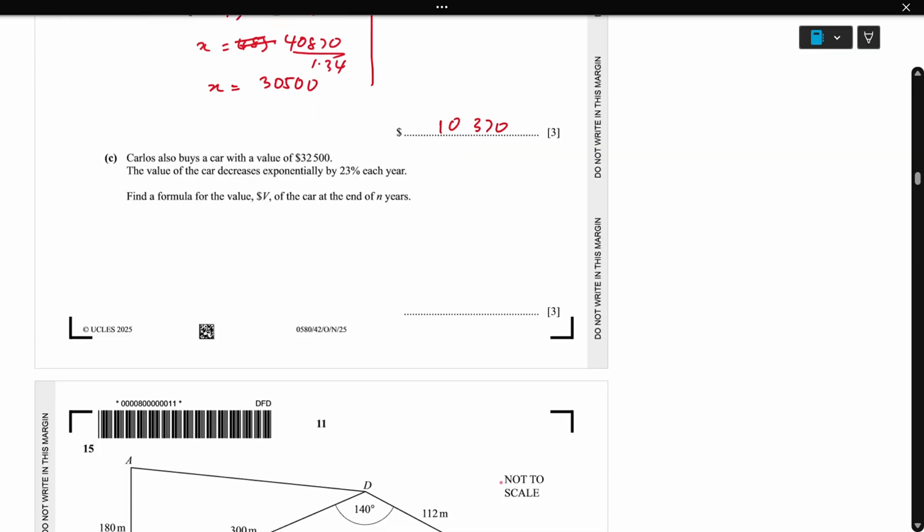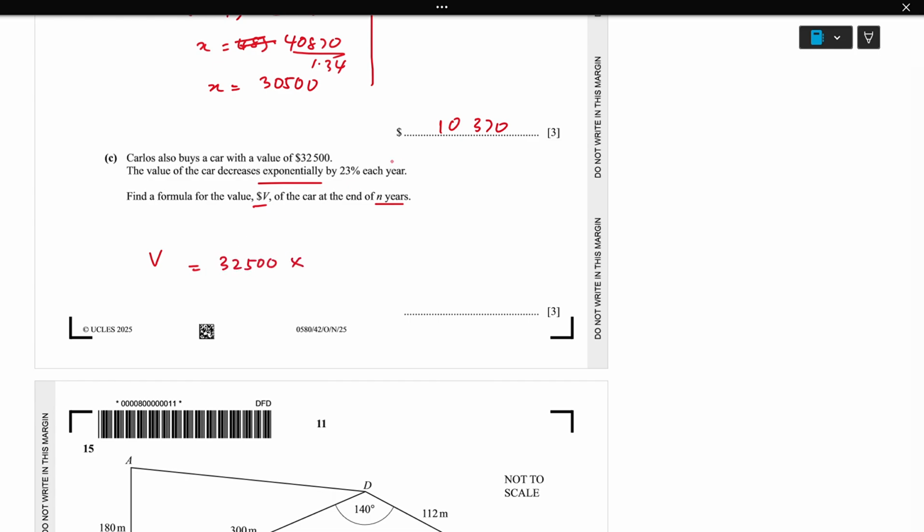Next, question number C. Carlos also buys a car with the value of 32,500. The value of the car decreases exponentially by 23% each year. Find the value V at the end of the year N. So the total amount is V.